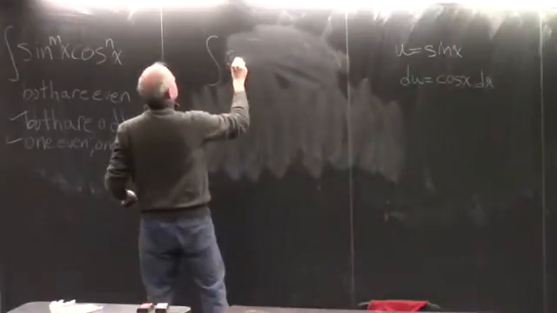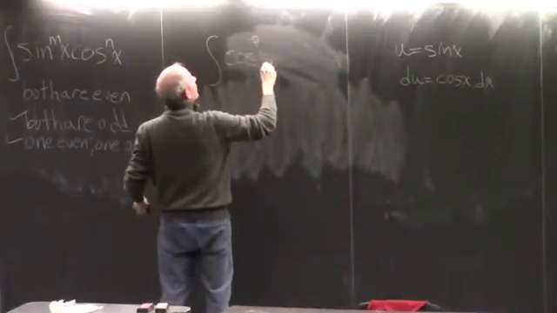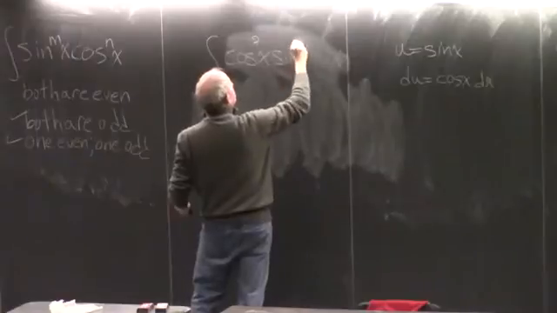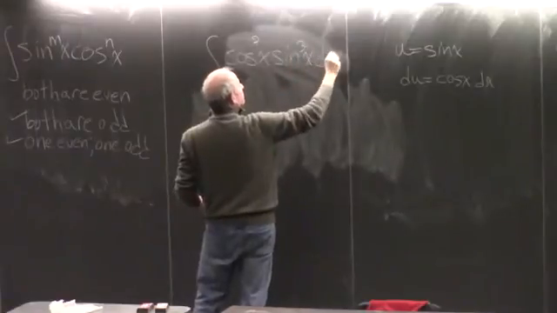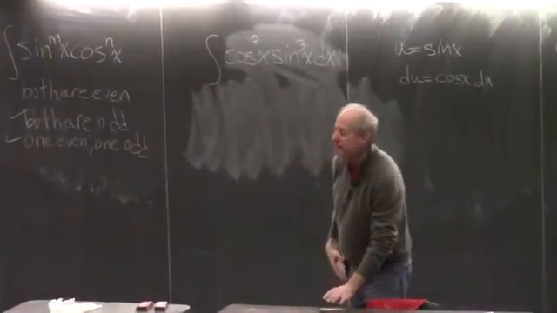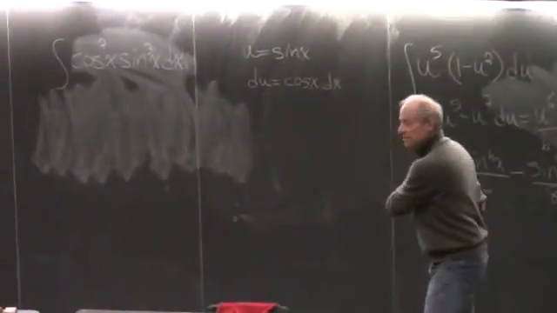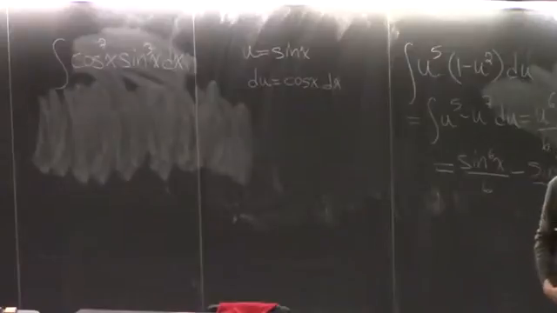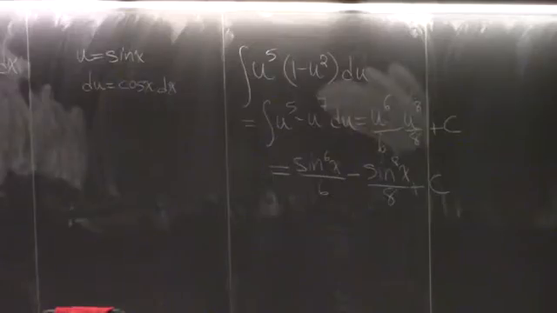Let's do cosine to the 7th x sine cubed x dx. So everybody practice for a couple minutes. Make sure you've got this down. And I'm going to leave the rest here in case you need to have a reference. We ready?